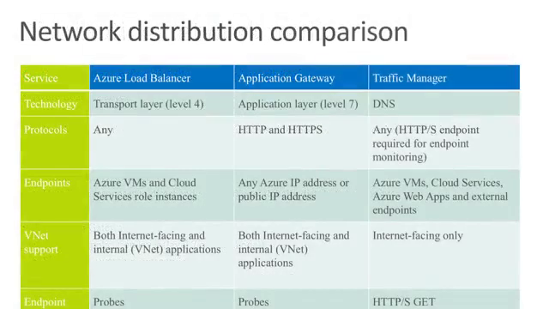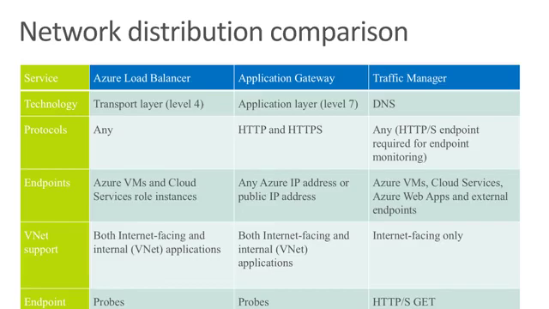So if we kind of compare these, how they work, for a load balancer, it's layer 4. For application gateway, it's layer 7. For Traffic Manager, it's a DNS-based technology. The load balancer does any protocols. The application gateway is HTTP, HTTPS, and Traffic Manager is any HTTP or HTTPS endpoint. The endpoints can be VMs or cloud services. For the app gateway, any Azure IP address. And for Traffic Manager, any web app or external endpoint.